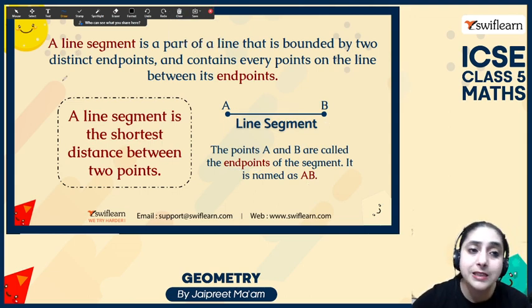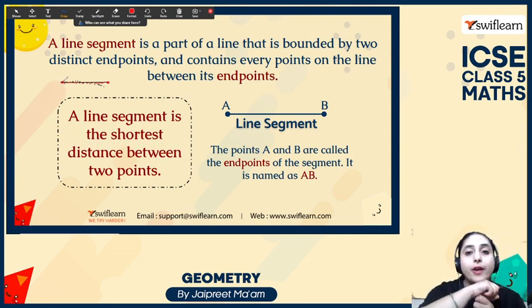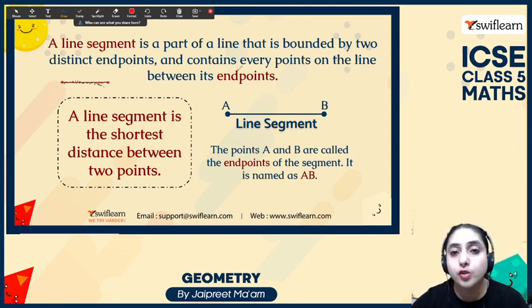So line segment भी कैसे बनी है? बहुत सारे points को हम क्या करेंगे? Join करेंगे and we will get a line. बहुत सारे points जो है हम join करेंगे and we will get a line segment. And जो line segment है वो 2 points के बीच में है. It contains every point on the line between its end points.